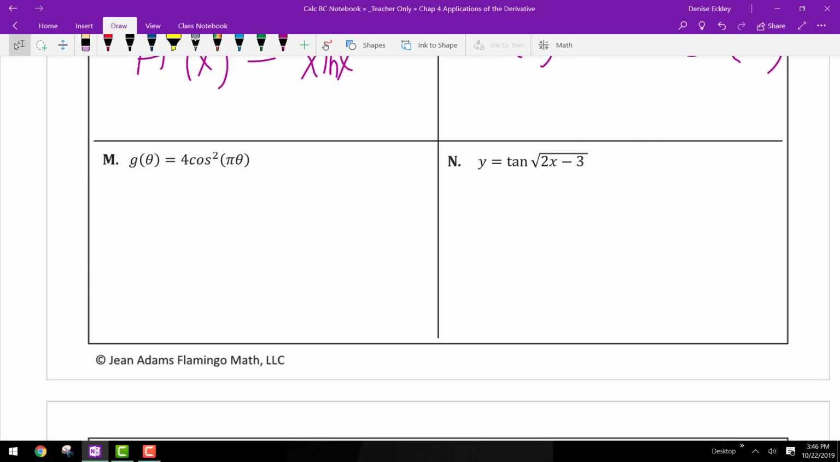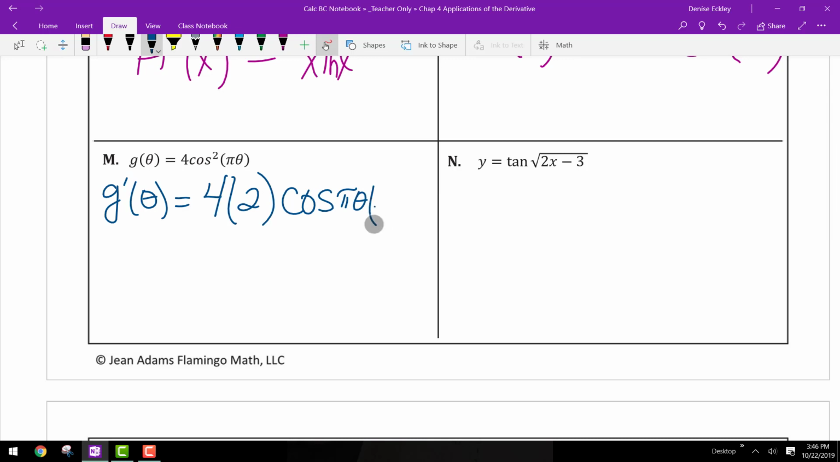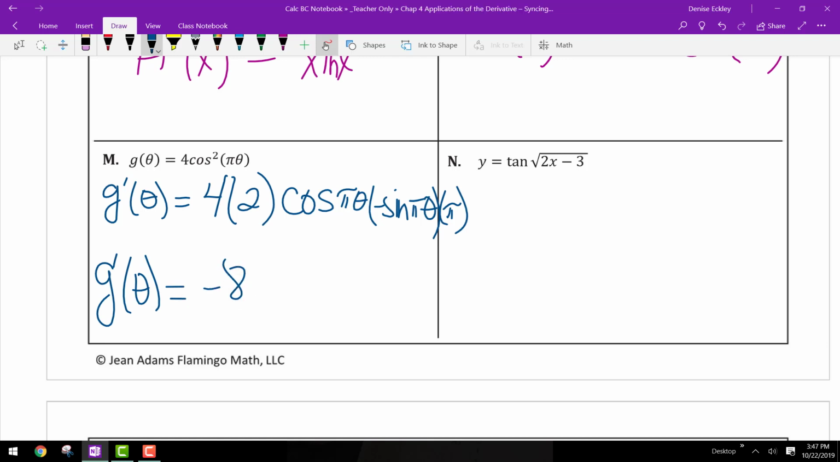So we have M and N to do. So let's do those. For letter M, we're going to take the derivative of g of theta. So g prime of theta is going to be 4. Then we're going to bring the power down, lower the power by 1. Take the derivative of the cosine, and then take the derivative of pi theta, which is pi. So our derivative is going to be negative 8 pi cosine pi theta sine pi theta.